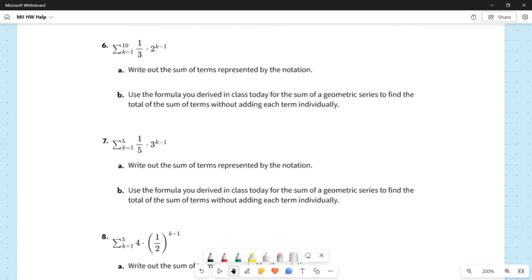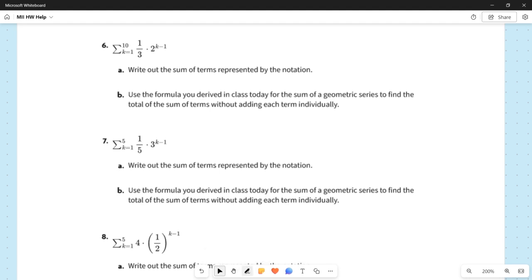We will start with question 6. Question 6 is given to us in sigma notation. It says, take the sum from k equals 1 to n of 1/3 times 2 to the k minus 1. And part A says, write out the sum of terms represented by the notation.